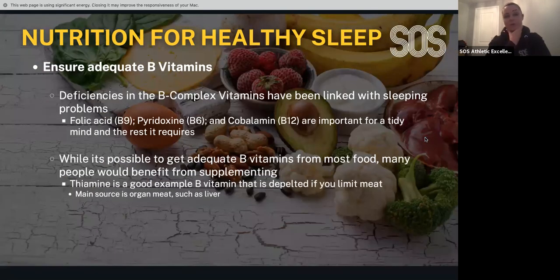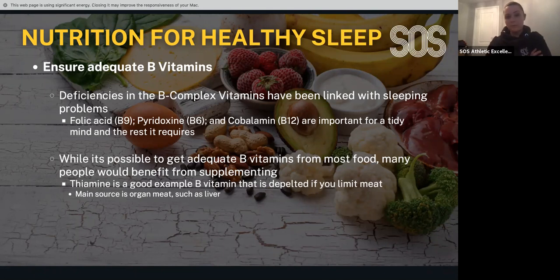And then making sure you've got enough B vitamins as well. Again, there are a few links between B complex vitamin deficiencies and sleeping problems. Common ones being folic acid, which is B9, pyridoxine, B6, and cobalamin, B12. Those three are all important for having a clear, tidy mind and getting the rest it needs.